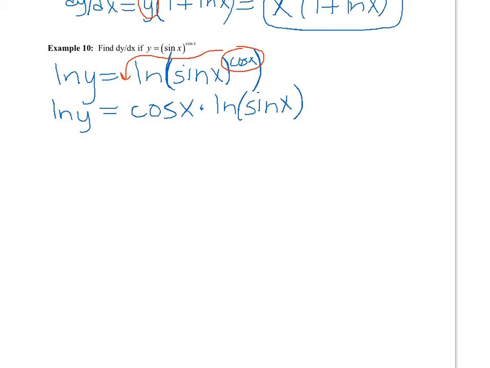Now we're going to go ahead and take the derivative implicitly of both sides. In the previous example, we showed that the derivative of the natural log of y is just the derivative of the argument divided by the original argument.